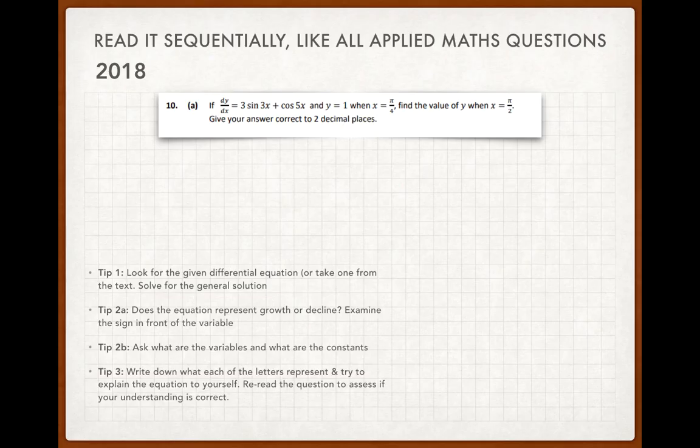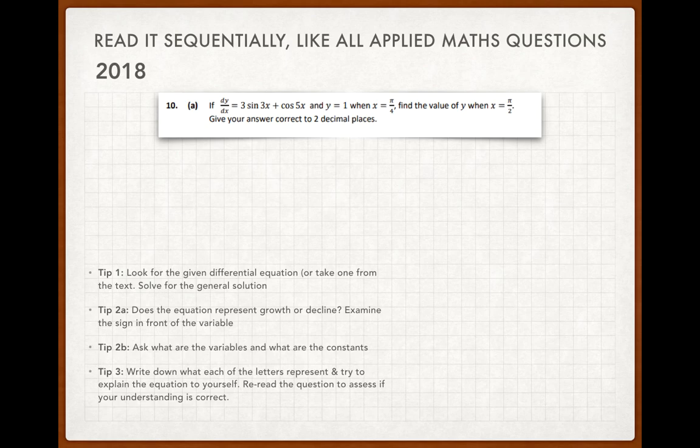So 2018, let's have a go. We've done this one already. So first thing, is there a differential equation there? There is. It's a vibration on a vibration. So dy dx is 3 sine 3x, and then there's another vibration, cos 5x on top of that. Okay, so we have those.